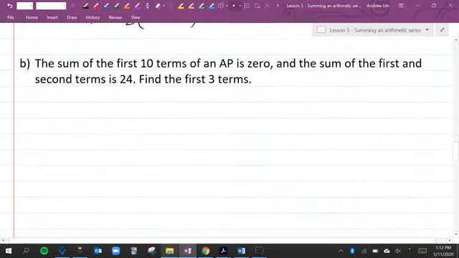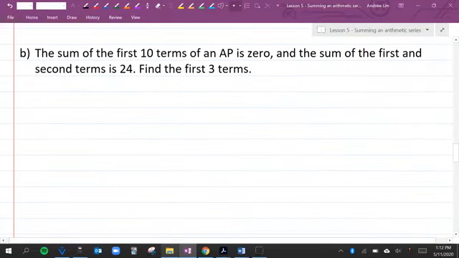Alright, let's have a look at question B. The sum of the first 10 terms of an AP is 0, and the sum of the first and second terms is 24. Find the first 3 terms. Okay, so we need to break this down. The sum of the first 10 terms of an AP is 0, so I'm just going to write that in orange.